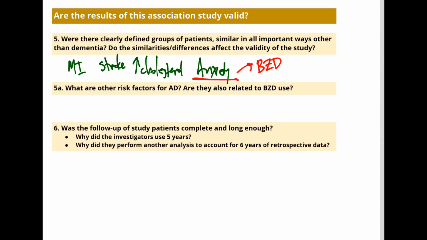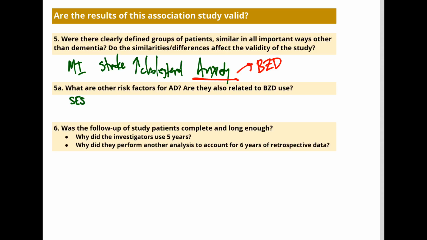So that's a problem. And that's one of the problems with observational studies, is we cannot really control for all of these things. And so there's always going to be these confounders here. The next question asks, what are other risk factors for Alzheimer's disease, and are they also related to benzodiazepine use?